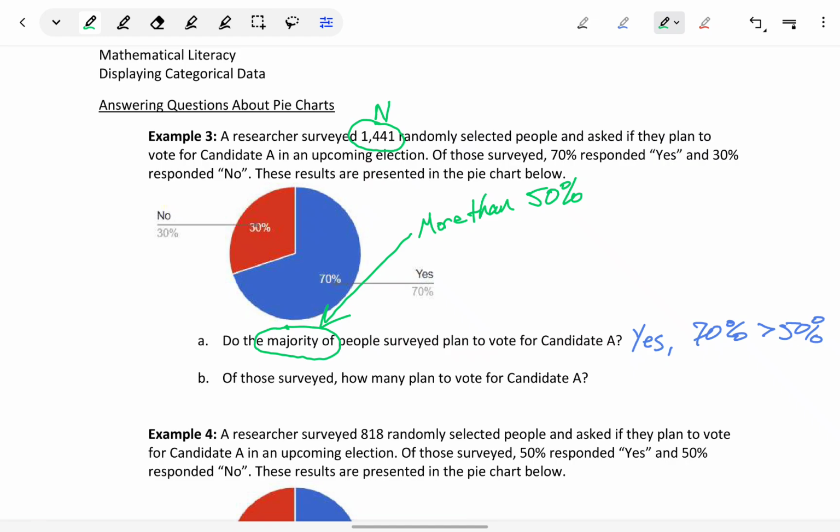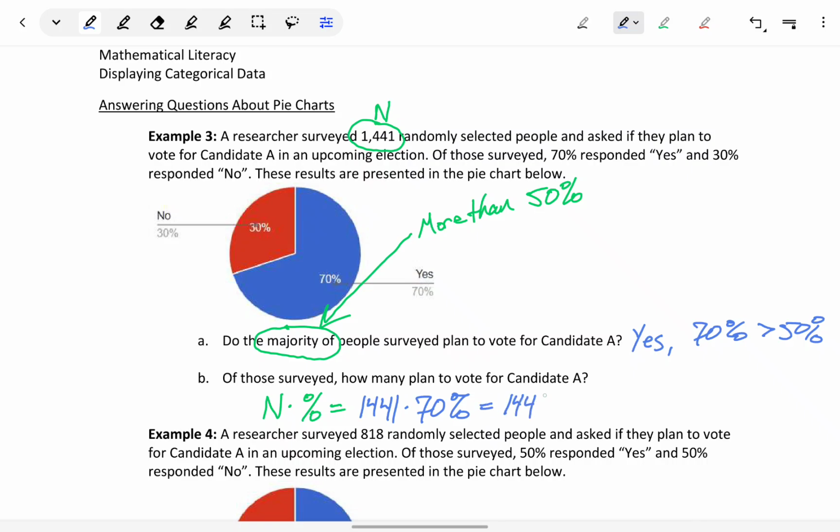us a value for N, which is the sample size, the number of people who were surveyed or number of objects that were studied, so that we can take that value N and multiply it by the percent of people who responded, in this case, that they would vote for candidate A. Meaning in this case, we're going to take that total of 1,441 people, multiply that by 70% to come up with how many people responded yes, not just the percentage.